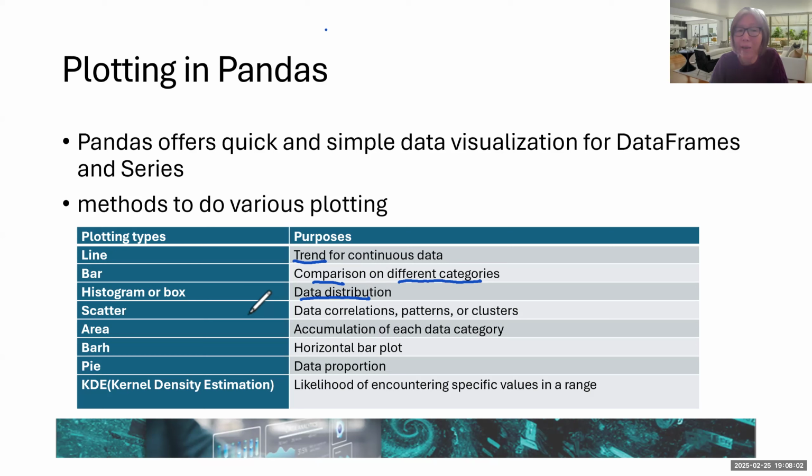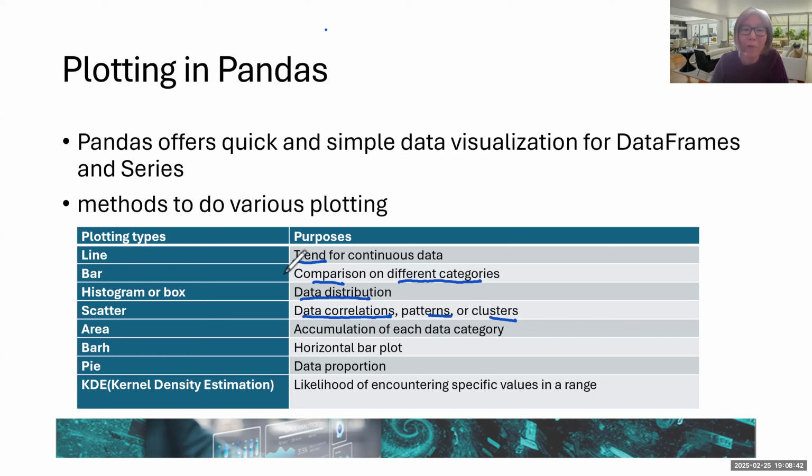The next type is scatter. Scatter shows the data points themselves, and it will reveal the data correlations, the patterns, and the clusters. The next type is area. For area, it can reveal the accumulation of each data category. So you can have multiple categories in one plot, and then it can reflect the accumulation.